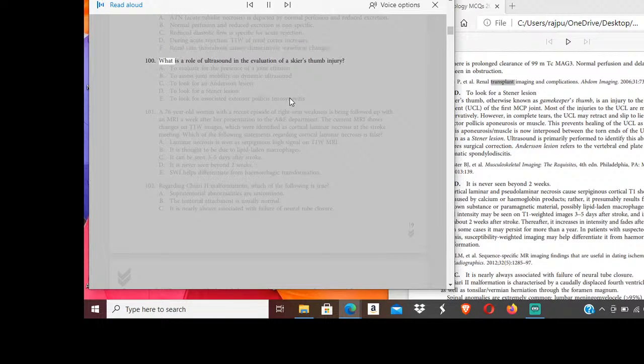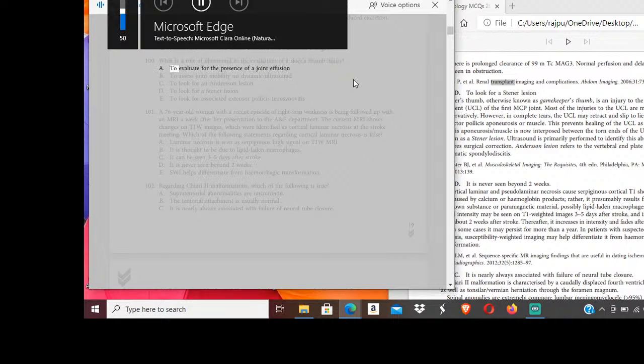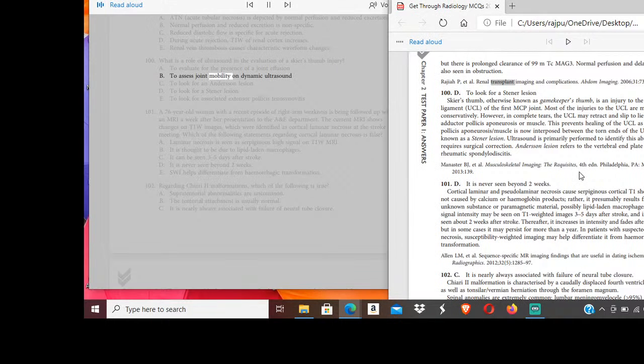100. What is the role of ultrasound in the evaluation of ischemic injury? A. To evaluate for the presence of a joint effusion. B. To assess joint mobility on dynamic ultrasound. C. To look for an Anderson lesion. D. To look for a Stener lesion. E. To look for associated extensor pollicis tenosynovitis.